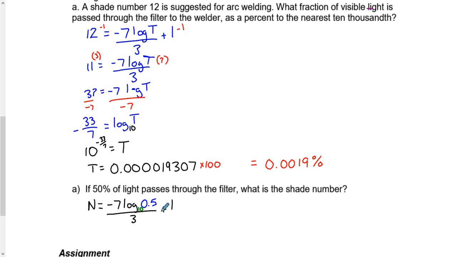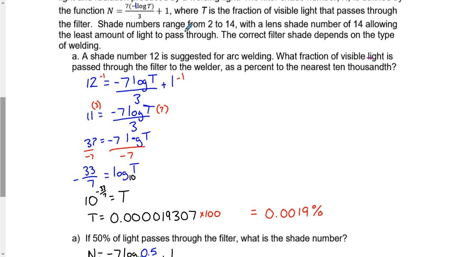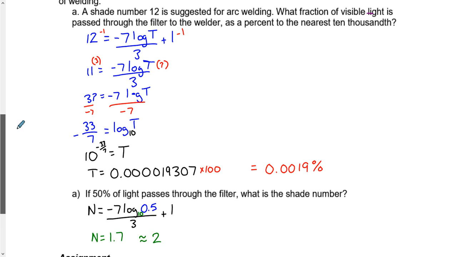So negative 7 multiplied by the log, which is just your button right underneath your second, log of 0.5 divided by 3, plus 1 will give us a shade number of 1.7, which will be approximately a shade number of 2. Because generally they don't go anything lower than 2, so our shade number is a 2.